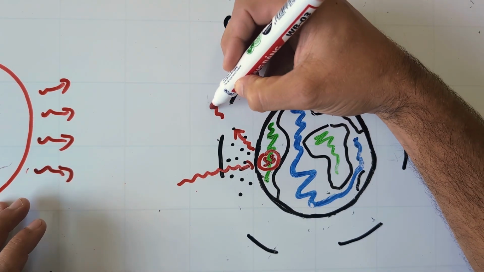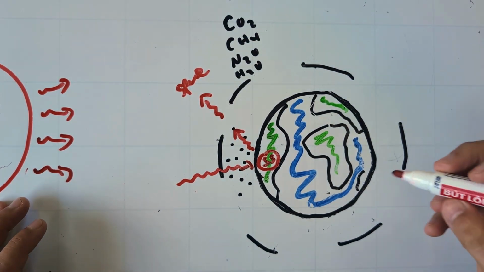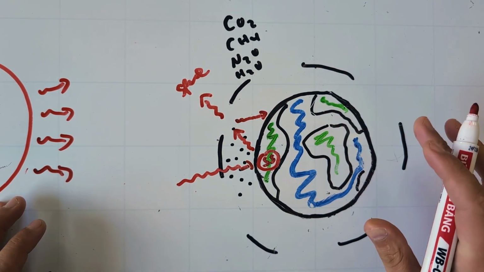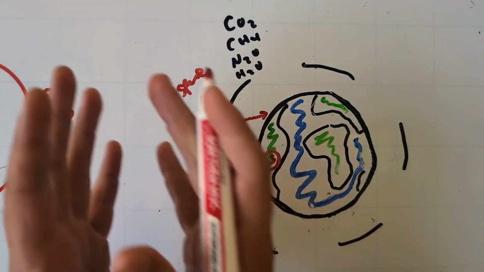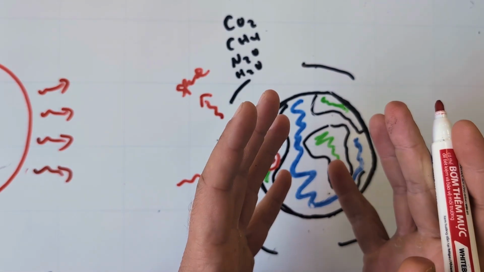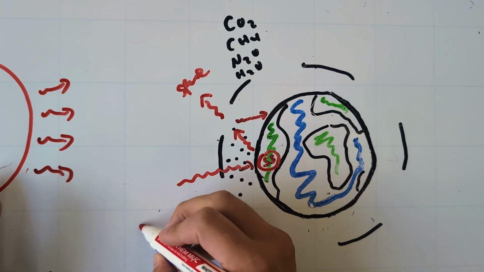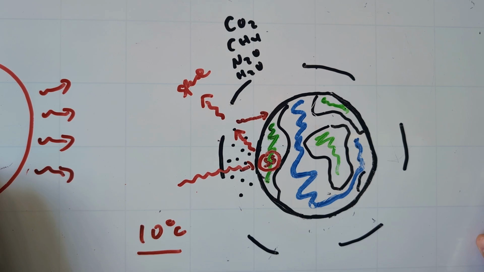Now, one of two things will happen here. First of all, one option is it escapes back into space, okay? The other option, it is trapped by our greenhouse gases. They absorb them and then they re-radiate them back into our atmosphere. So some heat escapes and some doesn't. And that stops Earth getting too hot and too cold, okay? It means Earth's average temperature is around 10 degrees.